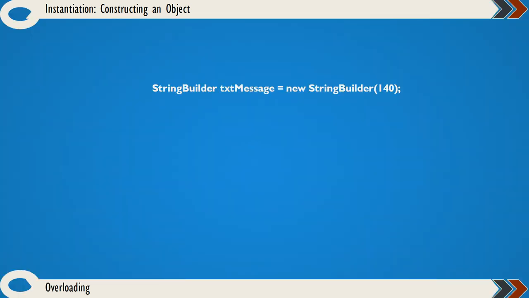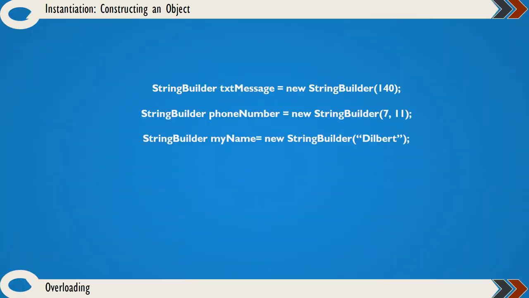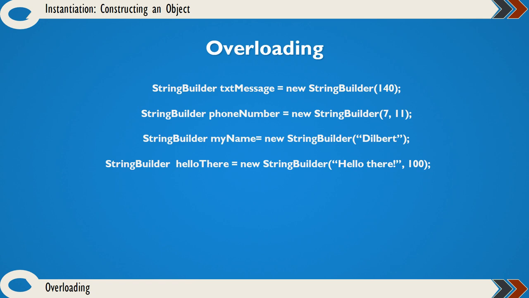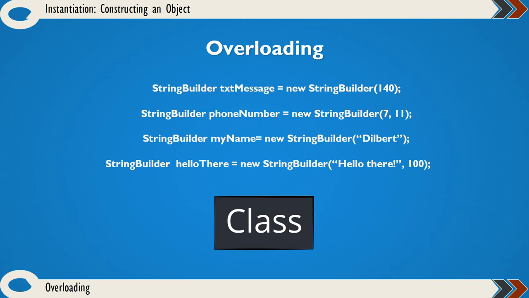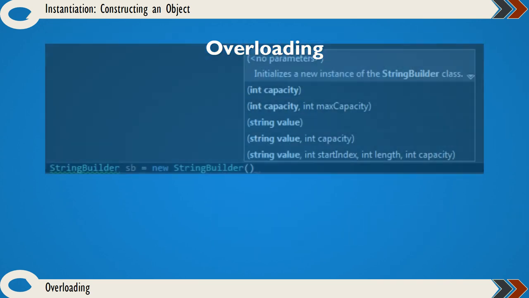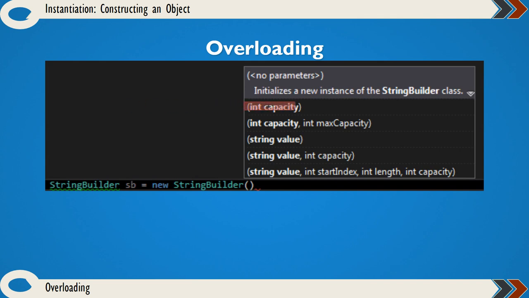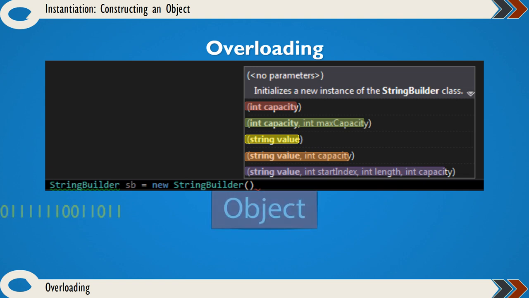Like any other function, multiple versions of a constructor can be created. We call the act of creating multiple versions of a function overloading. Constructors are often overloaded in order to give programmers options for how a class can be used to create objects. The StringBuilder class constructor has five overloads, or five options for an object to be instantiated. Each of these options allows the programmer to pass specific information into the object to control how it is created or how it should behave.